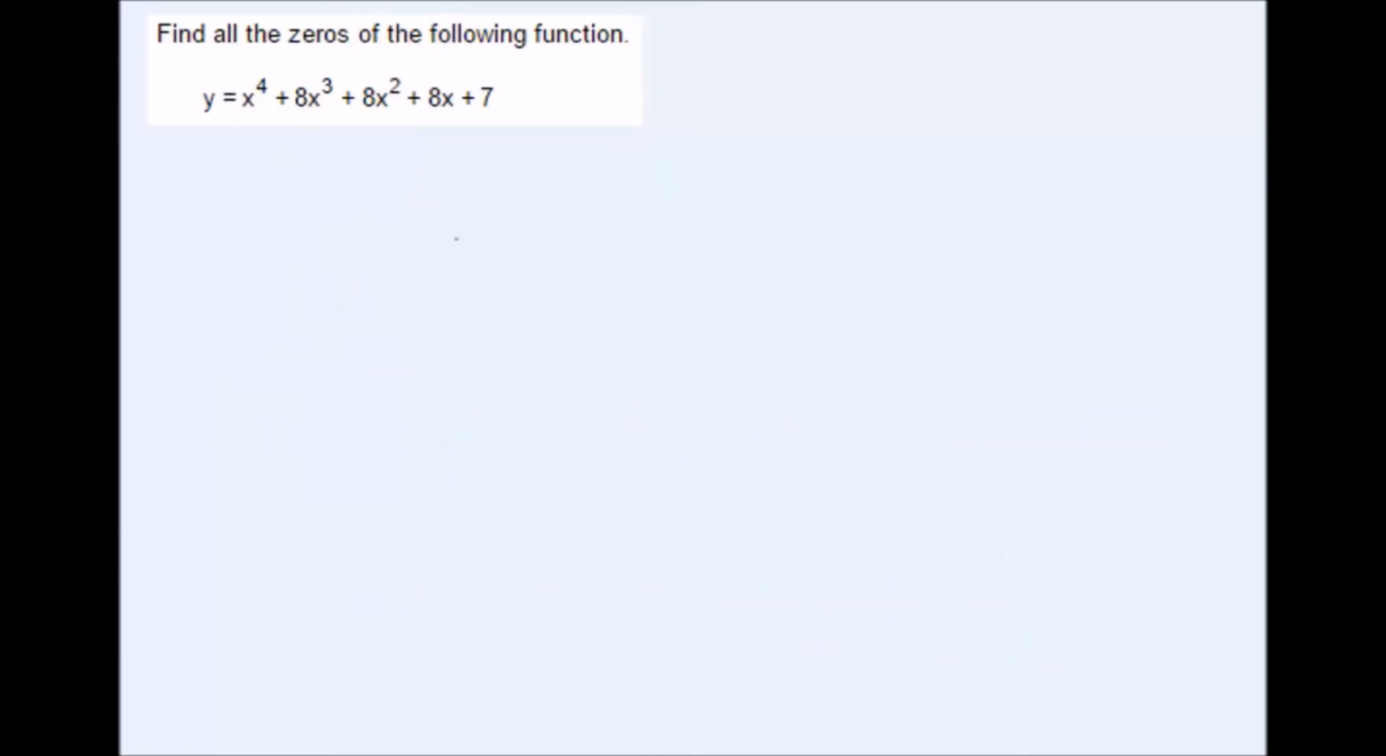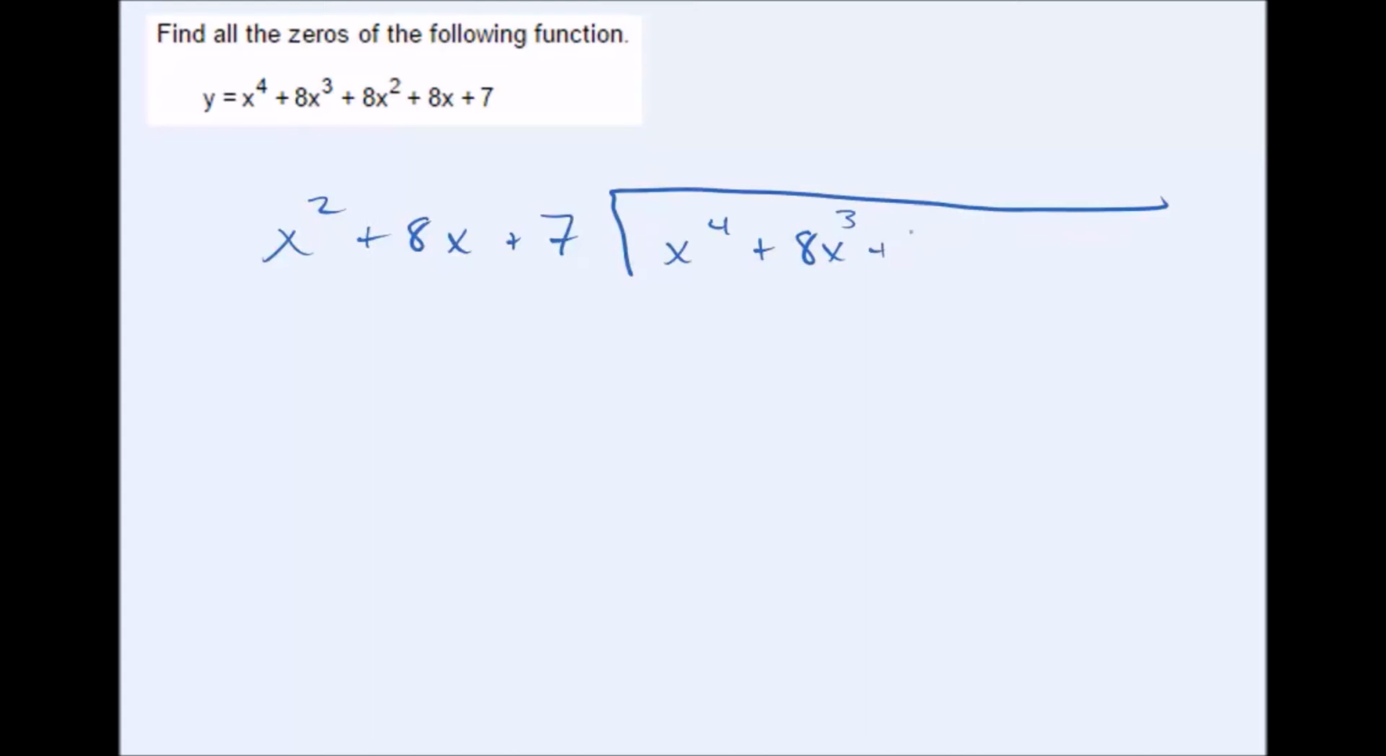In order to find what the 2 imaginary zeros are, we need to use long division using x squared plus 8x plus 7 and divide this by the original equation, x to the 4th plus 8x cubed plus 8x squared plus 8x plus 7. And that'll tell us what's remaining now that we've already taken out those 2 zeros that we know about, the -1, the -7. We're going to use long division here to find out what's remaining in this equation.